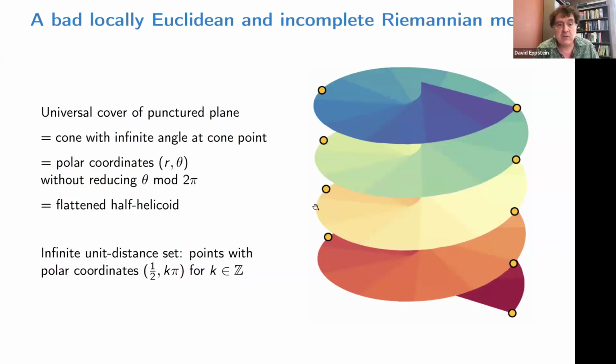In this geometry, we can actually find an infinite set of points at unit distance from each other that are not all on a line. And so this tells us that we need this requirement that we look at a complete Riemannian metric. If we even allow one point of incompleteness, we can get a Riemannian metric where the Erdős Anning theorem does not hold.